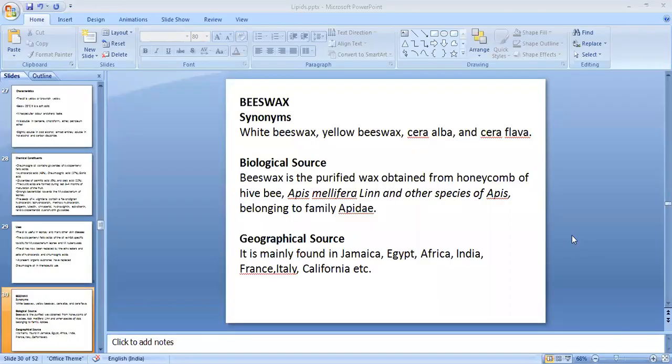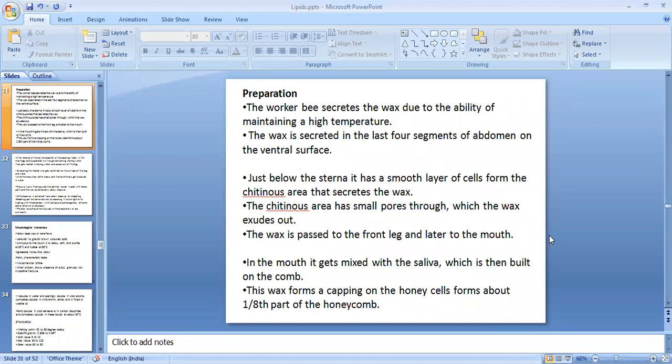And next, we see about the production of beeswax. Already you know how the honey is collected and deposited in the honeycombs. Okay. Again, it is a work of the worker bees. The worker bees secrete a wax-like substance due to their ability of maintaining a high temperature. The wax is secreted in the last four segments of the abdomen on the ventral surface.